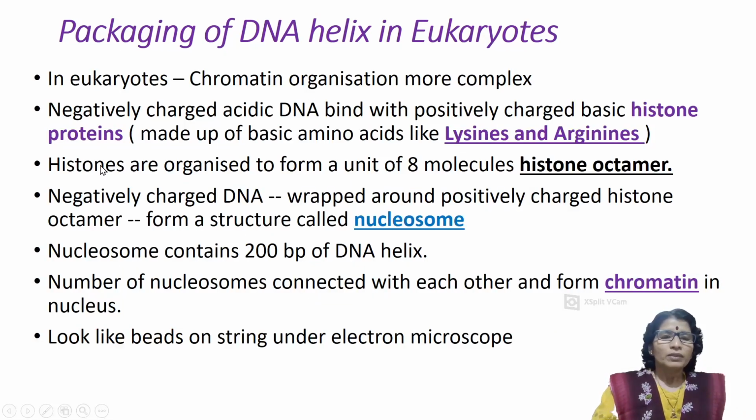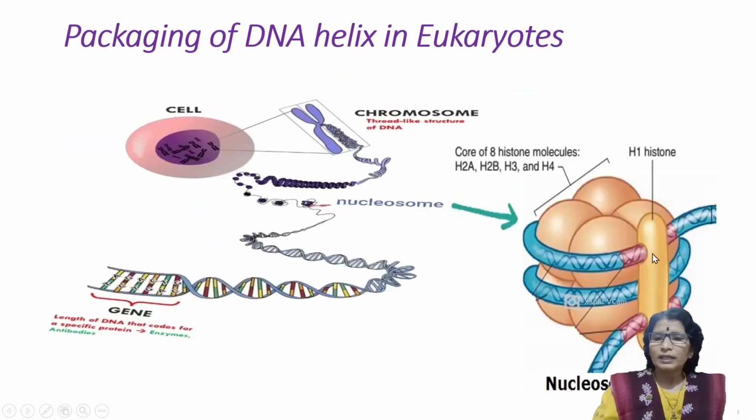In this, the histones are organized to form a unit of 8 molecules, the histone octamer. So here, each bead we can call a histone octamer. This histone octamer is made up of 8 histone molecules. 2 molecules are H2A histone protein. The other 2 molecules are H2B histone protein. The other 2 are H3 histone protein. And the last 2 molecules are H4 histone proteins.